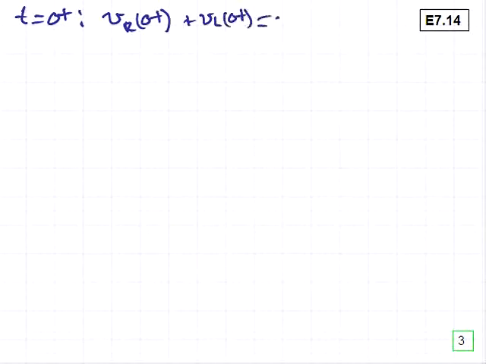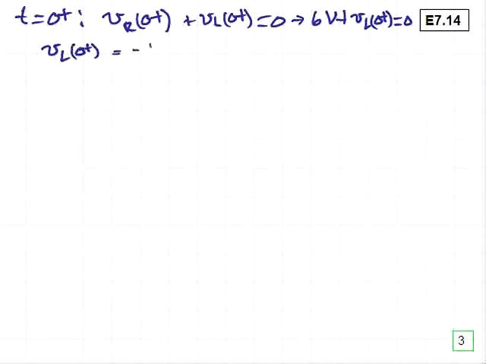So at t equals 0 plus, our KVL equation becomes V sub R at 0 plus plus V sub L at 0 plus equals 0, which gives us that 6 volts plus V sub L at 0 plus is equal to 0, or V sub L at 0 plus is equal to minus 6 volts.